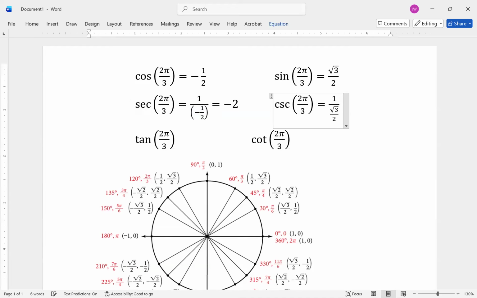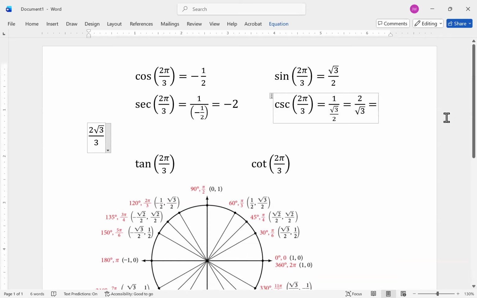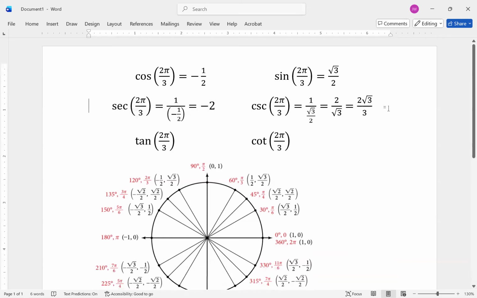There we go. You can think of that as the reciprocal of square root of 3 over 2. So 2 divided by the square root of 3. Now, if you want to rationalize that denominator, it's going to be 2 times the square root of 3 divided by 3. Let's reposition that. There we go.